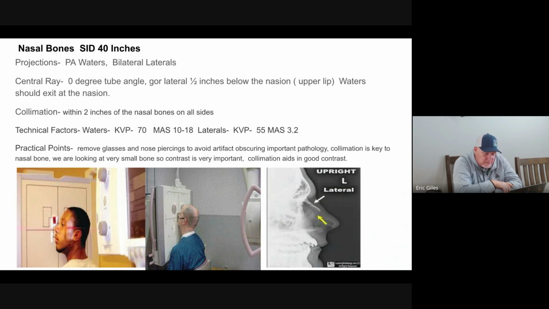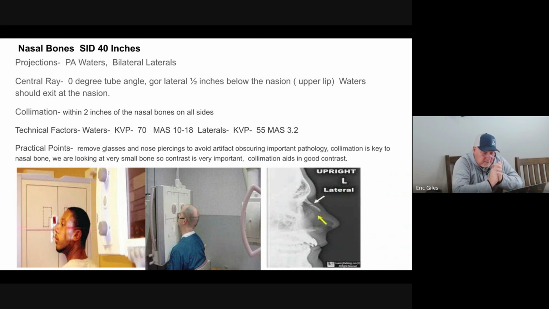Again, make sure you're using your markers on these. Remove glasses, nose piercings to avoid any type of artifact. Collimation is key to nasal bones. We're looking for a very small bone, so contrast is very important. And the more you collimate, the more contrast you're going to have. We're going to shoot these at 70 kVp. You can actually bring that down a little bit if you'd like to. mAs is between 10 and 18.